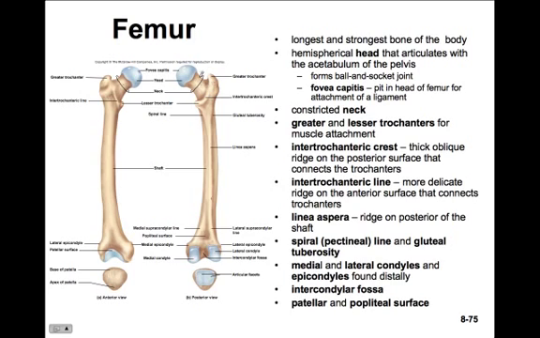We'll notice that there's a neck between the head and the trochanter. We'll see a greater trochanter and lesser trochanter. The greater trochanter is the largest feature other than the head at the top of the femur, and the lesser trochanter is the next largest bump.